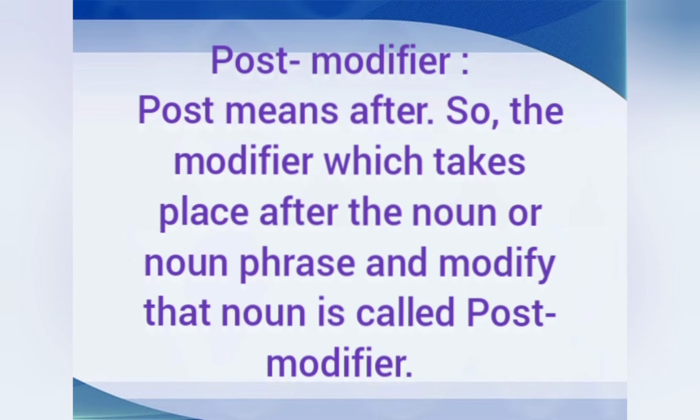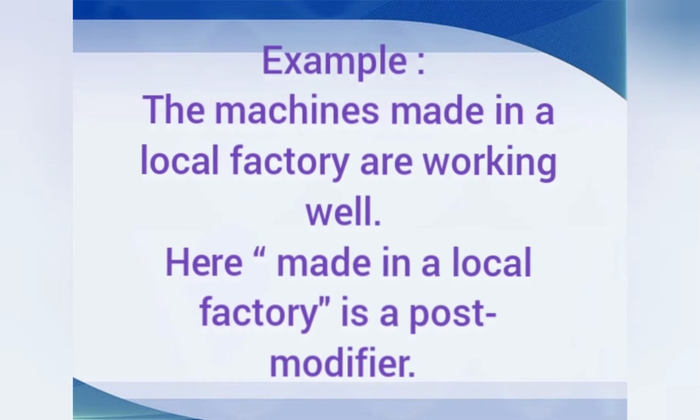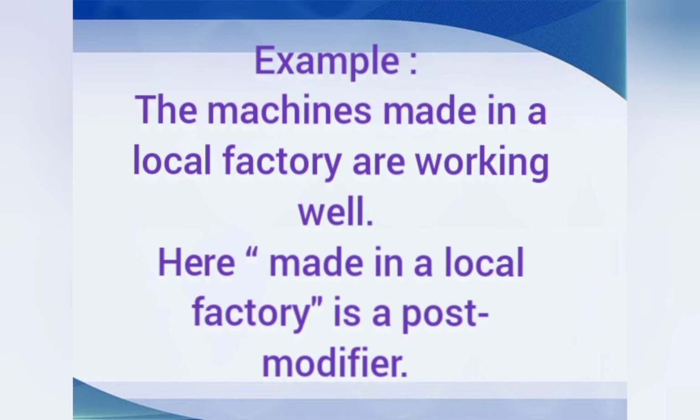What is a post-modifier? Post means after. So, the modifier which takes place after the noun or noun phrase and modifies that noun is called a post-modifier. Example: the machines made in a local factory are working well. Here, made in a local factory is a post-modifier because it takes place after the noun, the machines, and modifies this word. So, made in a local factory is a post-modifier.